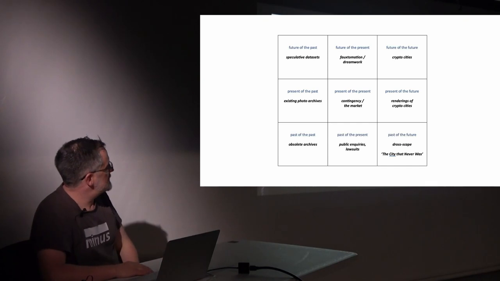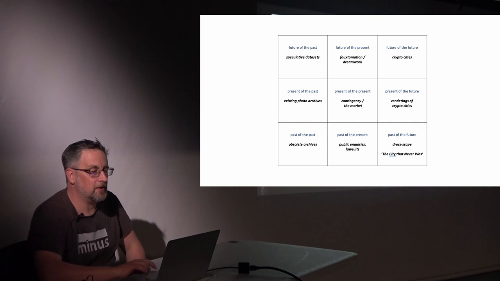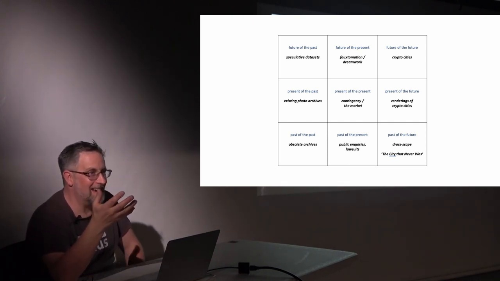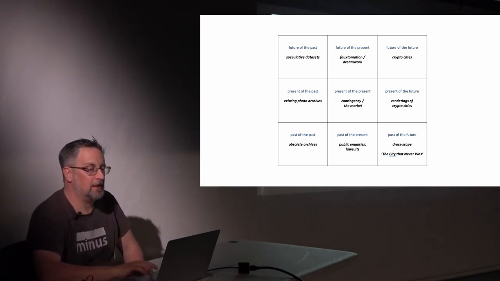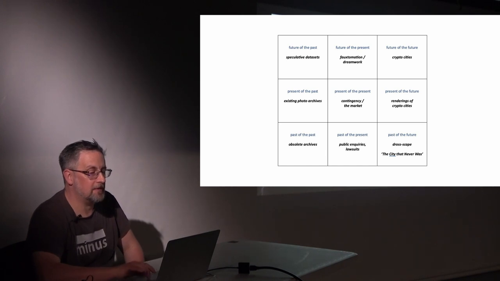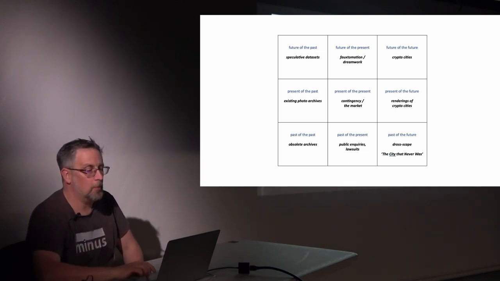So I'm going to skip to that slide, yeah? You can see the way in which we can use these categories to think that crypto cities are the future of the future. If the currency is speculative, and the images and the city itself are a speculative construct. But of course, in this box below it, we've got renderings of crypto cities which exist in the present. So the images I'm looking at sit in this box down here, renderings of what would appear to be in the box above.